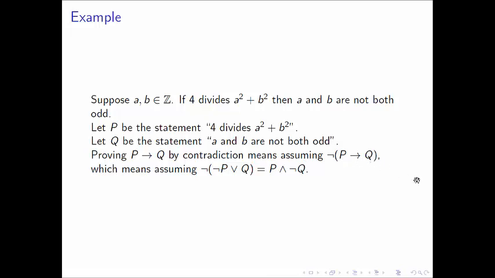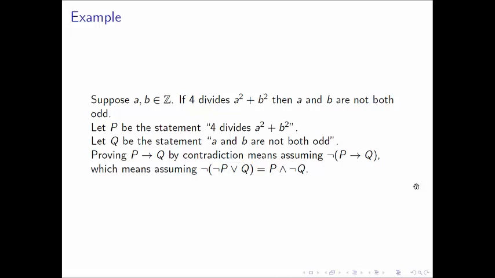If you'll recall, to negate an implication, we replace it with an equivalent statement, not P or Q, and then we distribute the negation via De Morgan's laws. So the negation of this implication is an and statement, P and not Q. We're going to begin our proof by contradiction by assuming both that statement P is true and that the negation of statement Q is true.